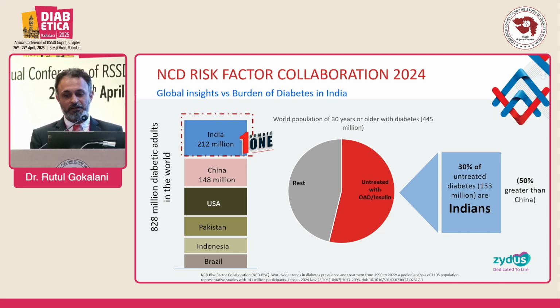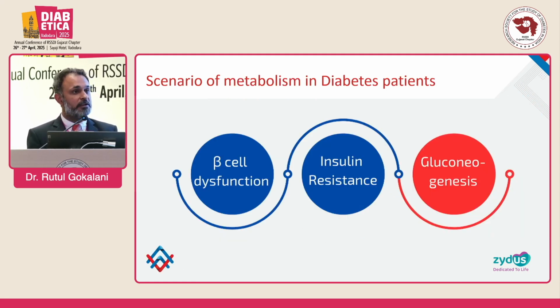NCD risk factor. So 30% of our Indian population are untreated, so more than 50% than China. So our 30% of the patients are untreated. This is what the NCD collaboration data is saying.